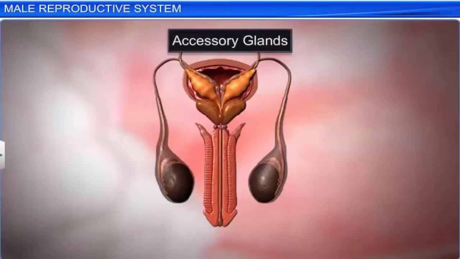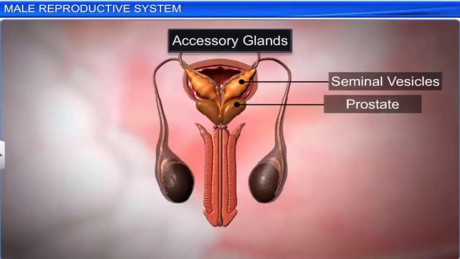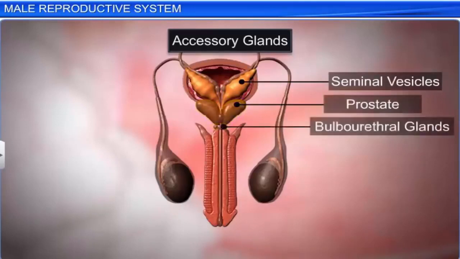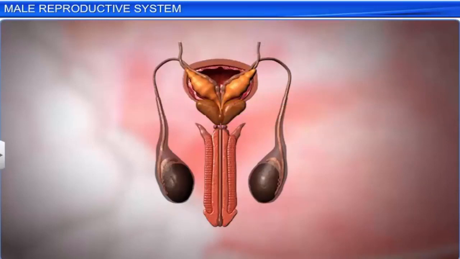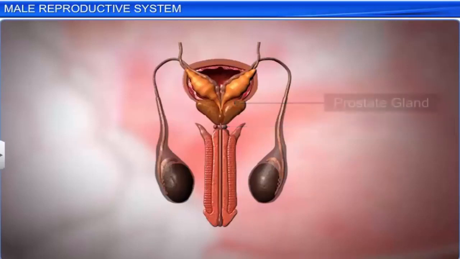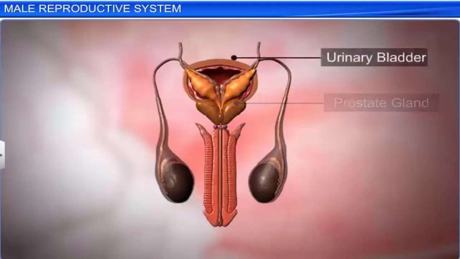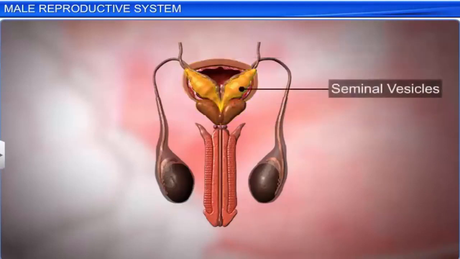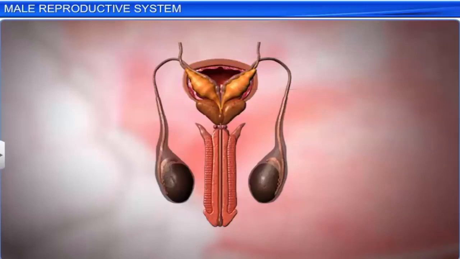The male accessory glands include a pair of seminal vesicles, a prostate, and a pair of bulbourethral glands. They secrete seminal fluid that contains fructose and prostaglandins. The prostate gland is present at the base of the urinary bladder around the base of the seminal vesicle. It opens into the urethra through many ducts. The prostatic fluid contains calcium, citrate, and phosphate ions.